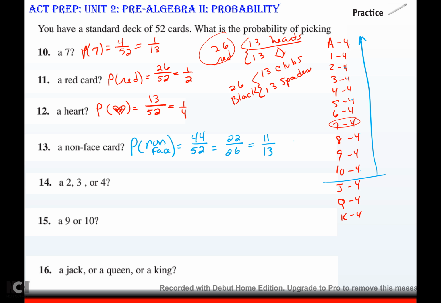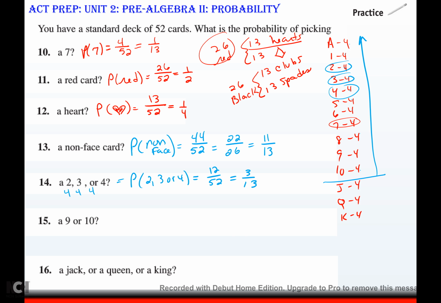Okay, a 2, a 3, or a 4. You win on 2s, that's 4 ways to win. You win on 3s, that's 4 more ways to win. And you win if it's a 4, so that's 4 more ways to win. 4 plus 4 plus 4 is 12, so the probability of 2, 3, or 4 is 12 out of 52, which reduces down to 3 out of 13. Okay.